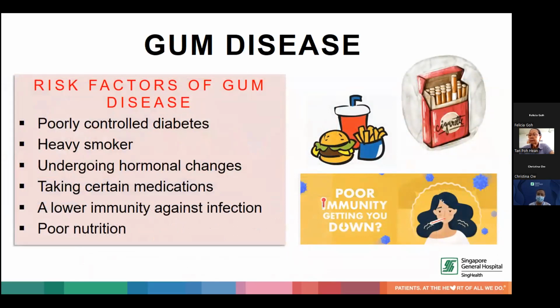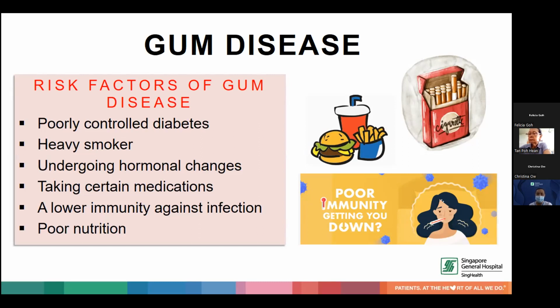Okay, these are the risk factors of gum disease that we need to take note of. Poorly controlled diabetes, heavy smoking, like I said earlier, undergoing hormonal changes, taking certain medication. You see, certain medication that you take can affect your gums. Lower immunity against infection. Well, I said earlier regarding cancer, poor nutrition. Also, these are the risks of gum disease.